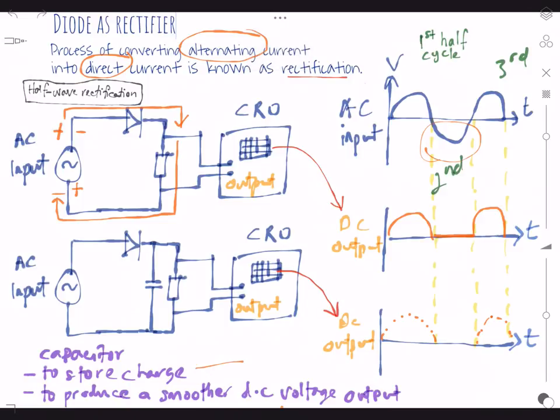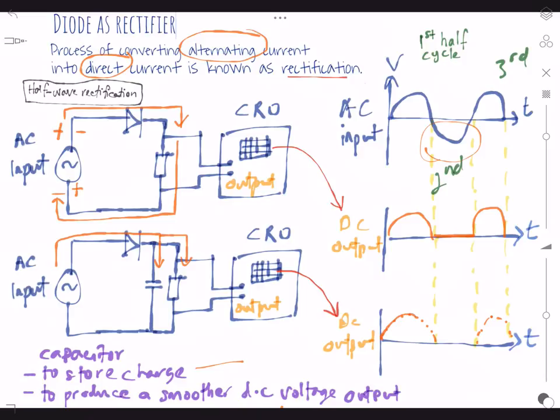Let us go back as usual. For the first half cycle, current flows in this direction. Now it flows along both paths. One current will charge the capacitor, and the other current will flow through the resistor. The voltage will also be measured by the CRO.